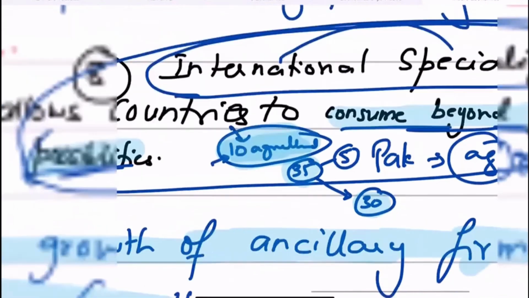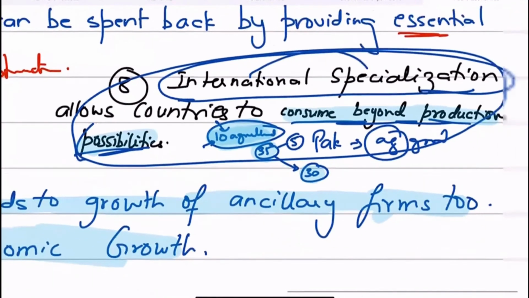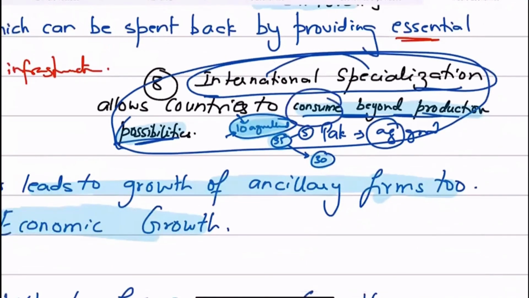So what I have written is that it allows countries to consume beyond their production possibilities. So you could now actually end up consuming more than you were actually producing before, right? So this is it. I'll keep it till here.